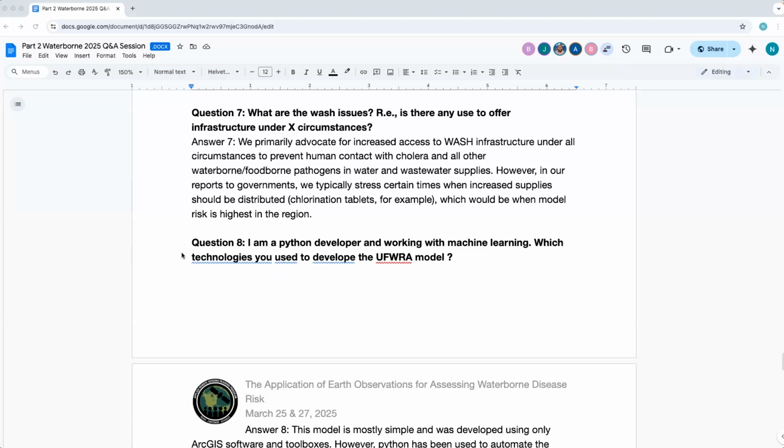So it's really just about trying to identify times when cholera risk is highest. That's when we want to see the WASH infrastructure strengthened the most. But we know that that's not always something that's feasible, unfortunately.